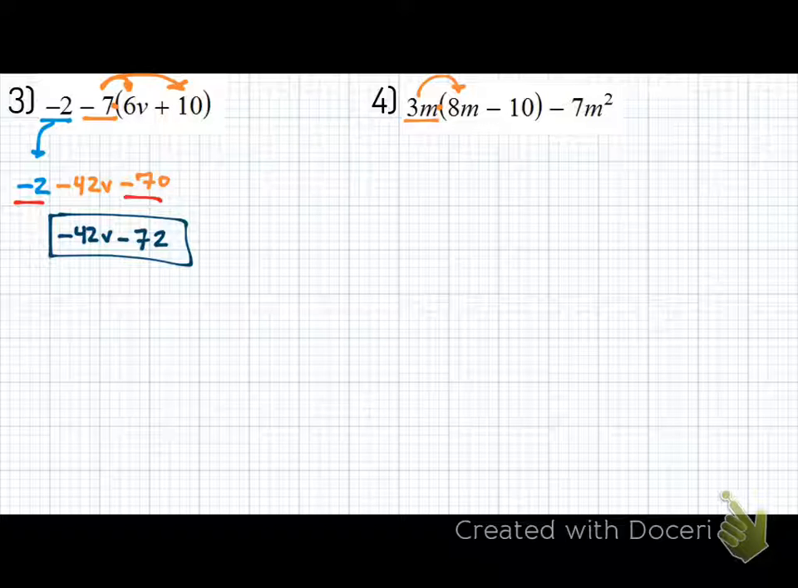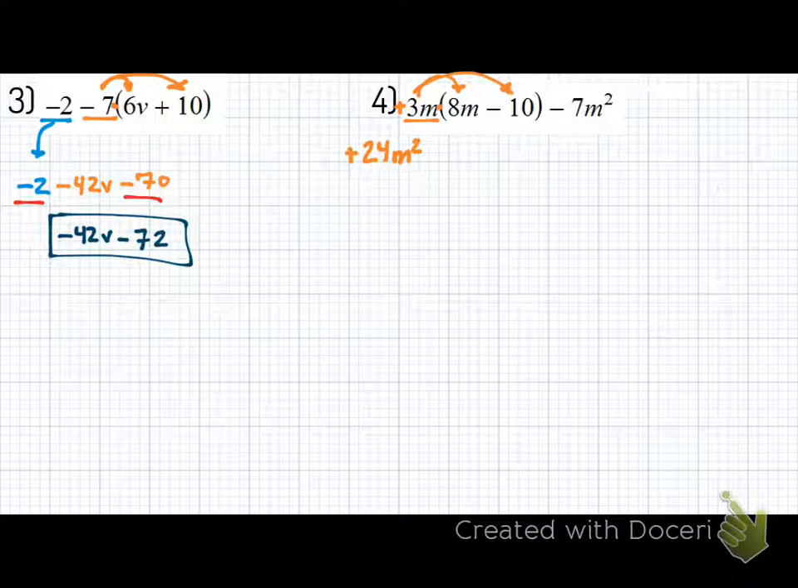Okay, I like how you said positive, but it's actually positive 24m squared, okay? Because m times m is m squared, right? Okay? Again, let's repeat that. What's positive 3m times positive 8m? Positive 24m squared. Good. Thank you for saying it so neatly and correctly. That's awesome.